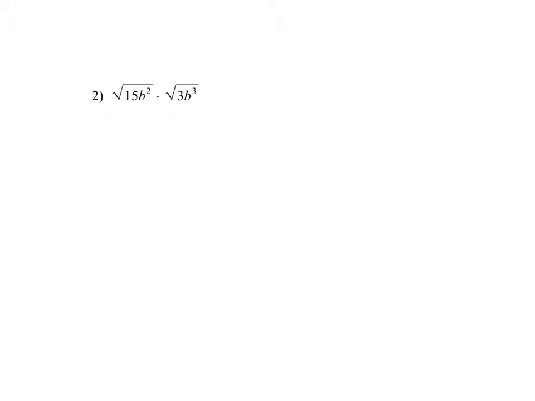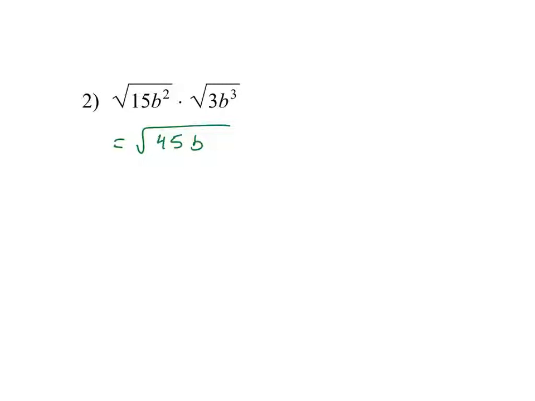The next one. So again, my first step, the numbers I cannot simplify, so I'm going to start by multiplying. Even though I can simplify the variables, it's going to be easier to multiply first. Maybe it's easier to simplify the numbers first, but the variables are easy to simplify after we multiply. So 15 times 3 is 45. B, remember that when we are multiplying same bases, we add the exponents, so 2 plus 3 is 5.